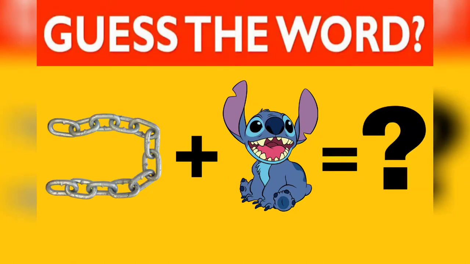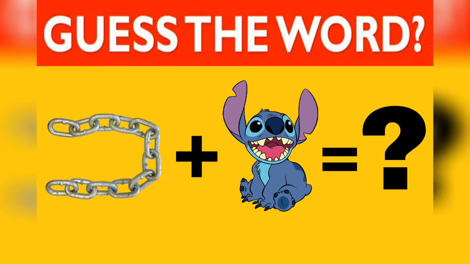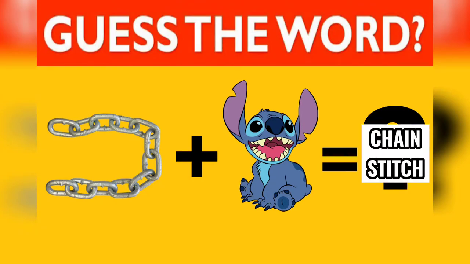Okay, next. What is on the picture? In the first image, what do you see? Okay, it is a chain. How about the second picture? Again, it is a stitch. If you combine those pictures, we have chain stitch. Okay, very good.